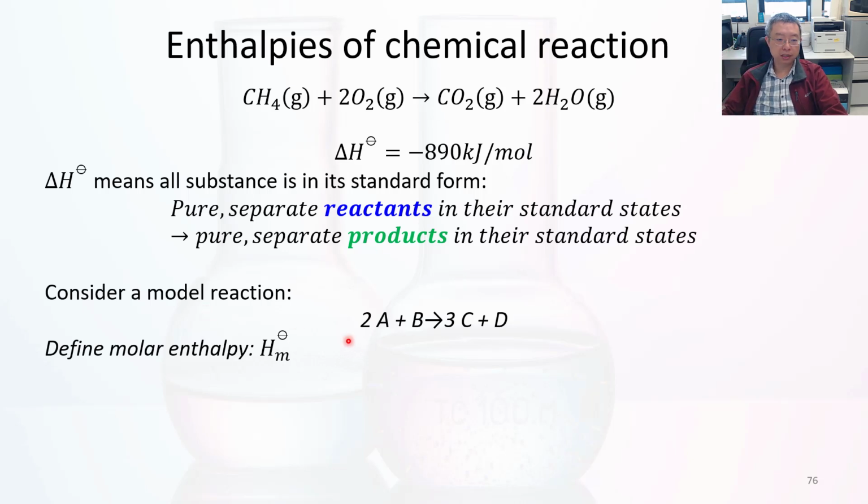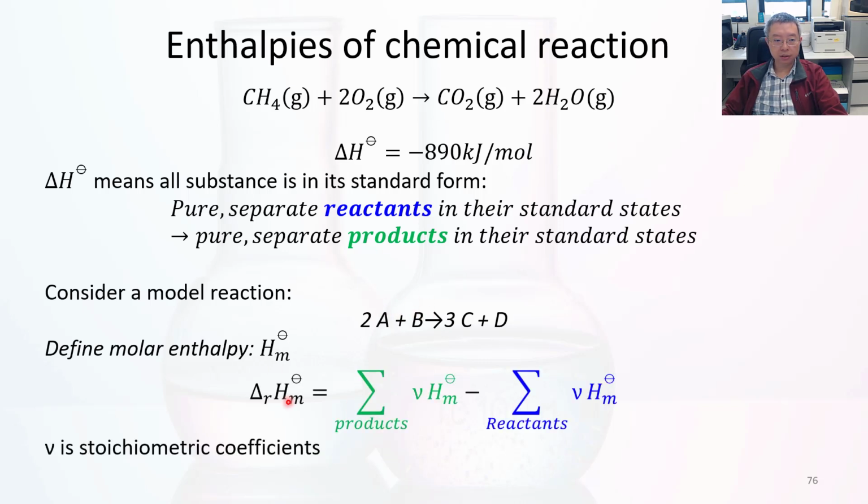So we can consider a model chemical reaction. The model chemical reaction is 2 moles of A plus B becomes 3 moles of C plus D, and we can define the molar enthalpies of those. So we have the initial state and we get the final state, if we ignore the interactions between these. The delta H of the reaction here is equal to the final minus the initial, the products versus the reactants.